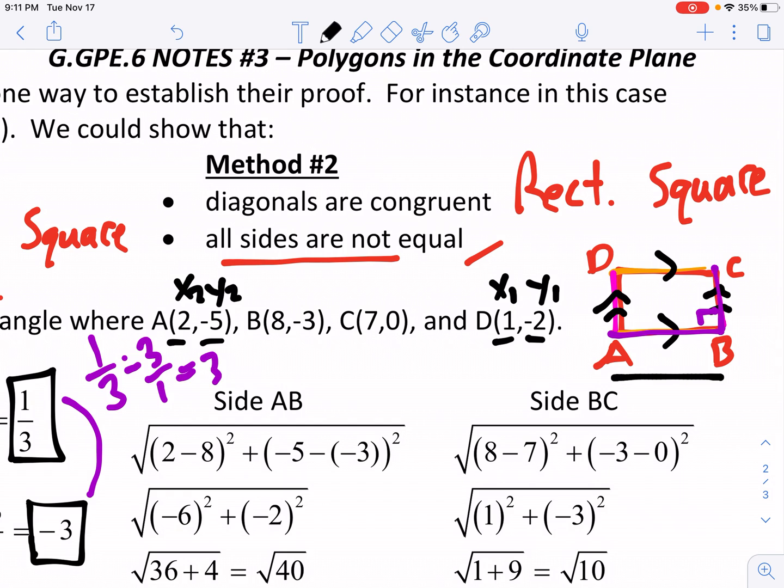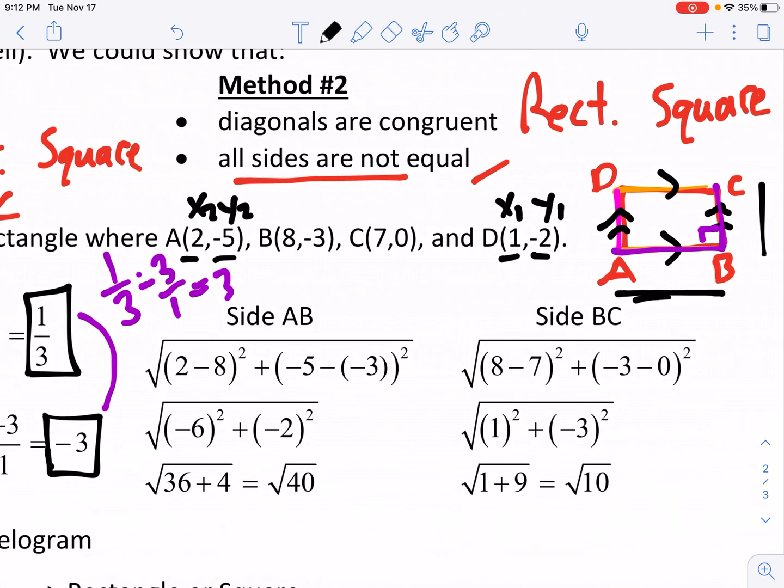Now, we could find the length of all sides, but that's really not going to be the point here. We've already shown that they're parallel and that we have 90-degree angles. So we're down to a rectangle or square. Really all we need to do is determine if AB and BC have the same length. If they have the same length, we have a square, our length and the width have the same length. But if they're not the same length, then it has to be a rectangle. So that's really all we need to do here, look at side AB and side BC.